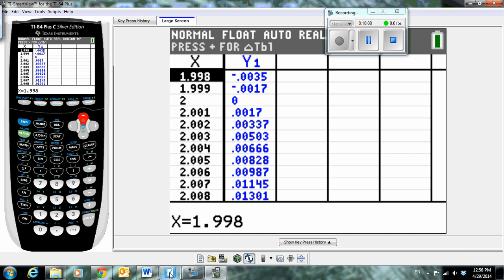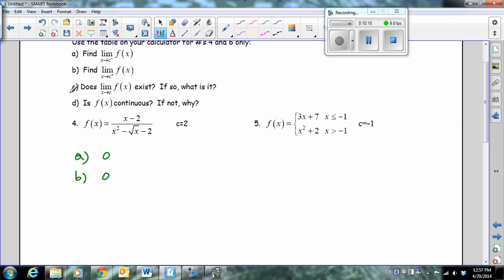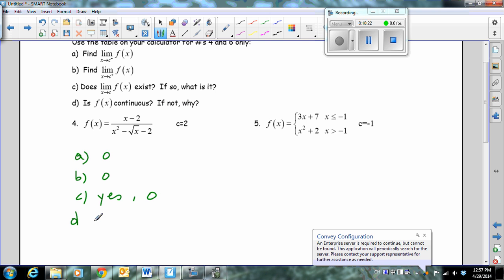So on my paper, the first one, as it approaches from the left, I get 0. From the right, I get 0 also. Does the limit of f of x exist? I will say yes, and it is 0. Is f of x continuous? If not, why? I would say definitely continuous, because these two are identical and equal to f of c. So I will say yes.